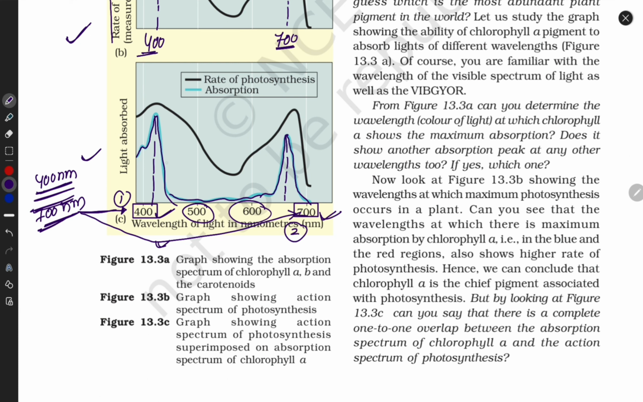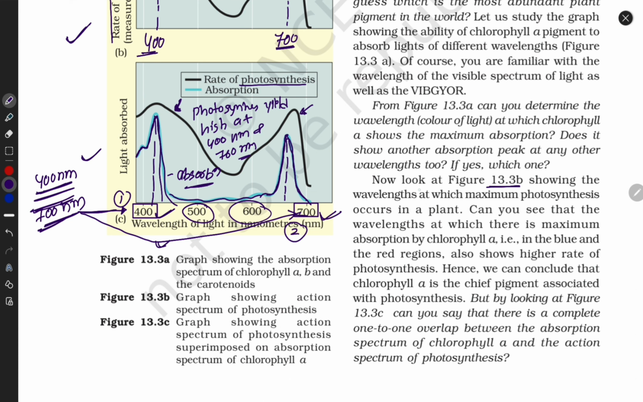And now this is the absorption. This black line shows the photosynthesis. If light is absorbed at this point and this, then definitely we can get an idea that photosynthesis is high at this peak and at this peak. So photosynthesis yield is high at 400 nm and 700 nm. So that's all about this graph. Look, the 13 point B graph.